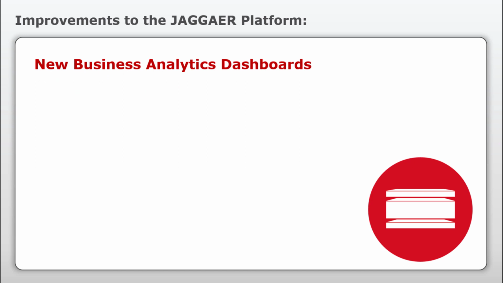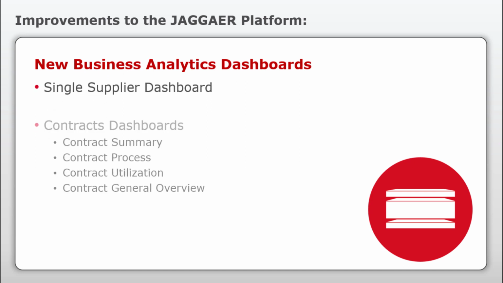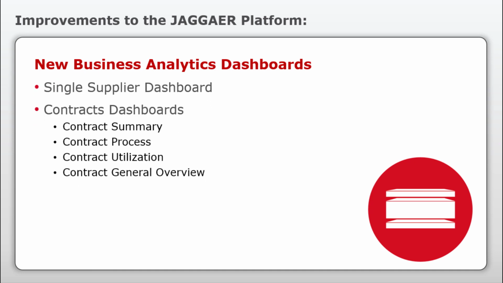Now, in addition to that single supplier dashboard, there are several new contracts dashboards, including a summary page with snapshots of key contract data, a contract process dashboard to track approval and cycle time insights, one focused on contract utilization, broken down by document type, department, and business unit, and a general overview with visualizations based on contract status, renewals and amendments, departments or BU, contract managers, country, and more.